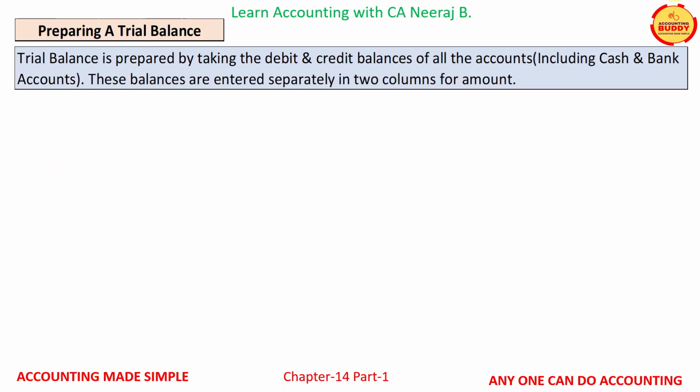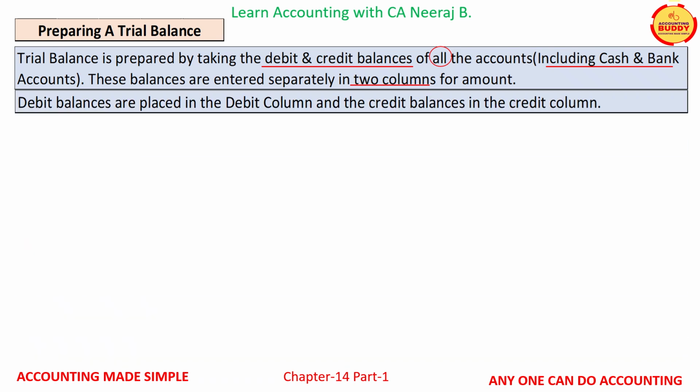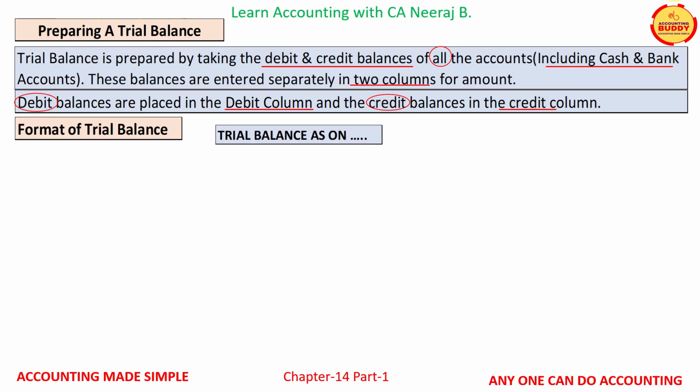Trial balance is prepared by taking the debit and the credit balances of all accounts including cash and bank accounts. These balances are entered separately in two columns for amount. Debit balances are placed in the debit column and the credit balances are placed in the credit column. Let us learn about the format of a trial balance. Trial balance is prepared as on date.